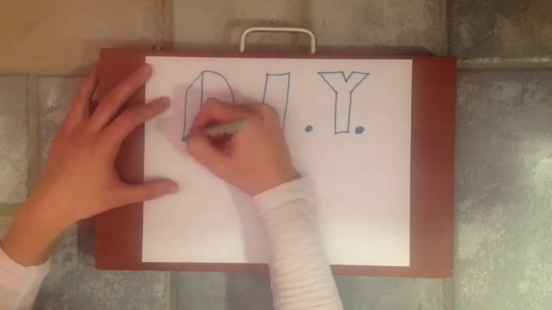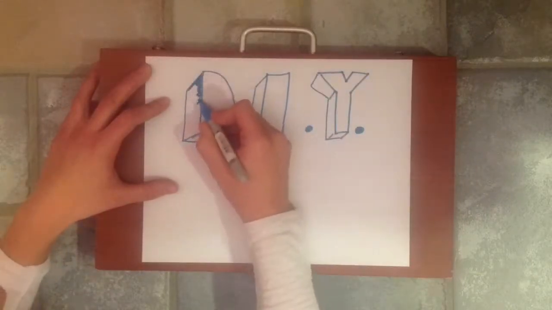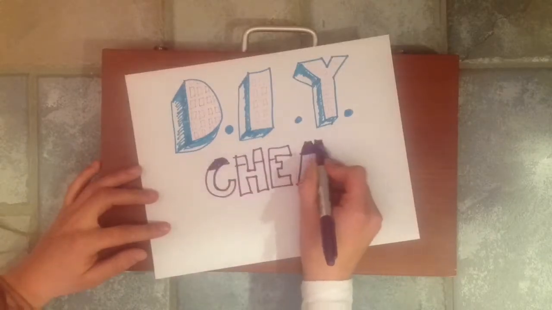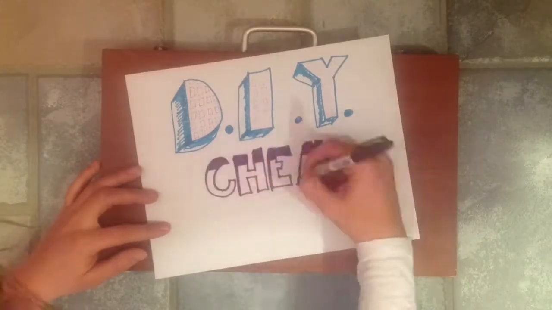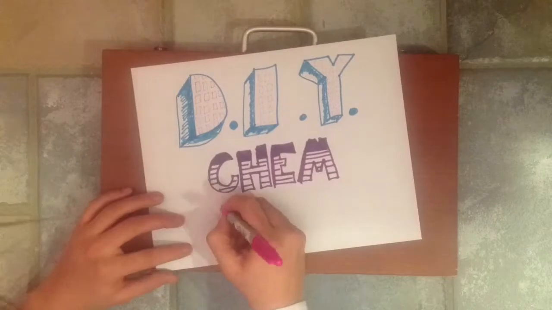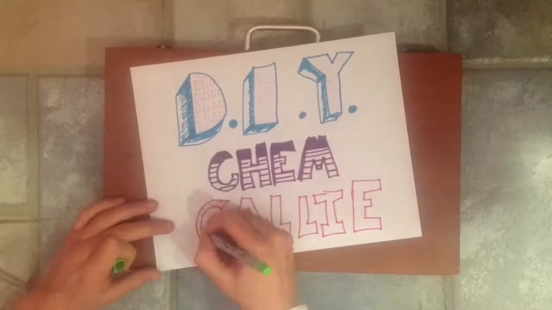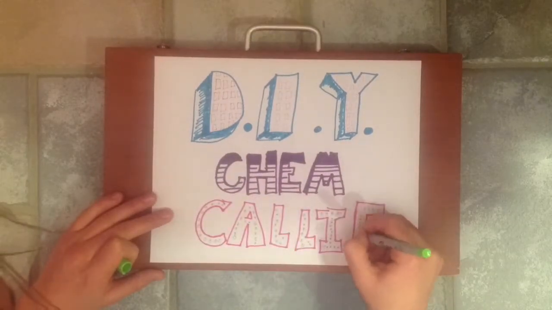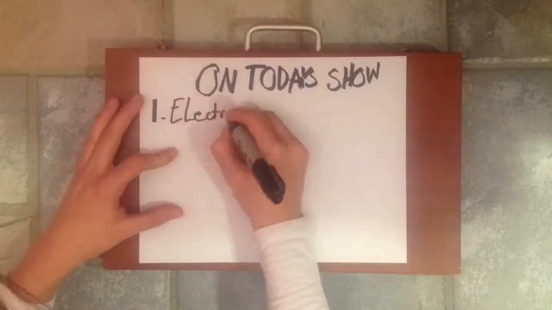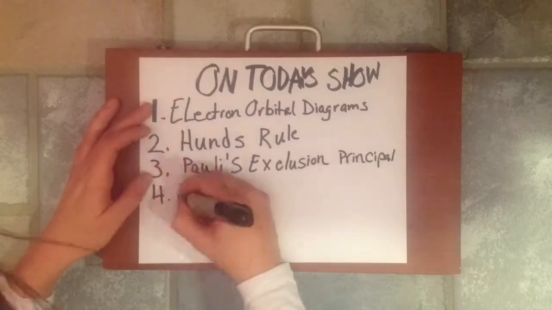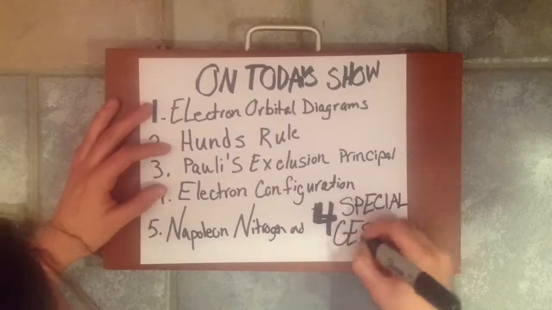Hello everybody! On today's episode of Do-It-Yourself Chemistry Callie, we will be learning about electron orbital diagrams, Hund's rule, Pauli's exclusion principle, and electron configuration. Also, my good friend Napoleon Nitrogen is going to explain general periodic trends. Later in the show, we will have 4 special guests.